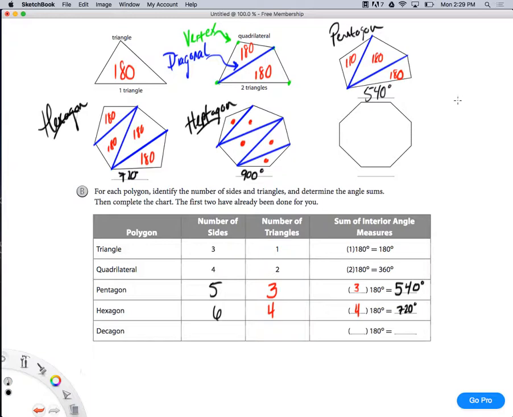And then this last one here, 8 sides, is the famous octagon. It's not octagon, it's octagon, for the record. Octagon. Okay, it's got 8 sides. If I draw the diagonals here, so I draw our diagonals here.